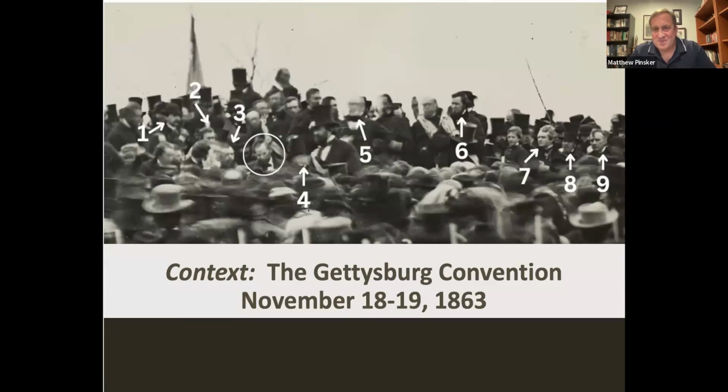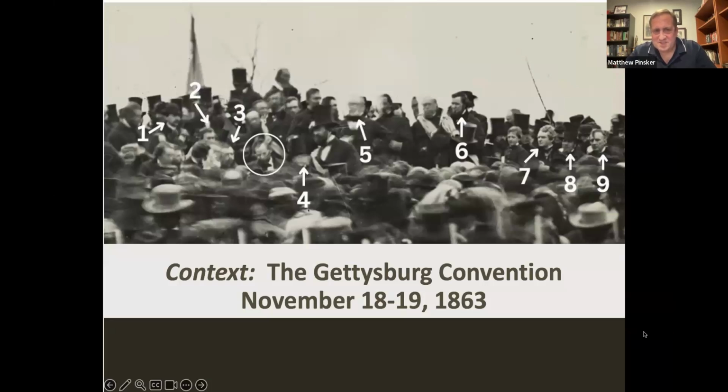I want to just point out some of the figures here to help you understand the background. The first figure listed there, that's Wayne McVeigh. He was the chairman of the Union Party of Pennsylvania. And he's standing there with Lincoln's two top aides. Figure number 2 is John Hay, and figure number 3 is John Nicolay. Nicolay, Hay, and McVeigh had traveled together up from Washington and spent the night on the 18th drinking and meeting with folks across Gettysburg in preparation for the ceremony. They were networking.